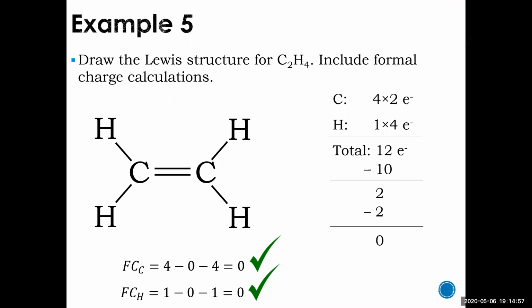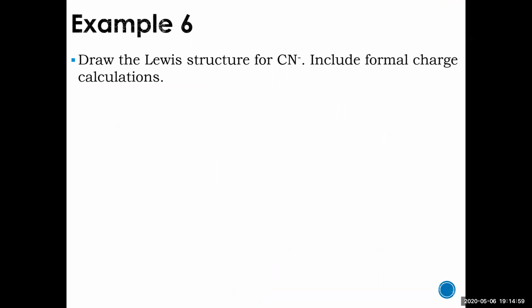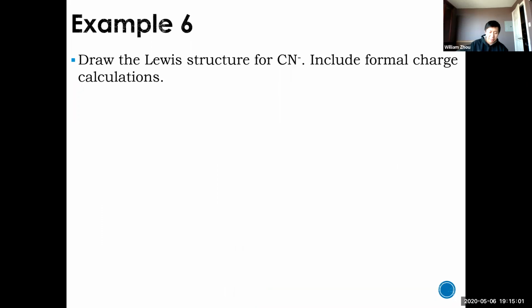Alrighty. Example 6 is different again. I will show you this one before I give you some practice questions. Cyanide is an ion. So first of all, you have a charge. And then this one doesn't really have a middle atom because you just have 2 things. And if you have 2 things, you can't say anybody's in the middle. So you just write them out, C and N. The convention is C goes before N.